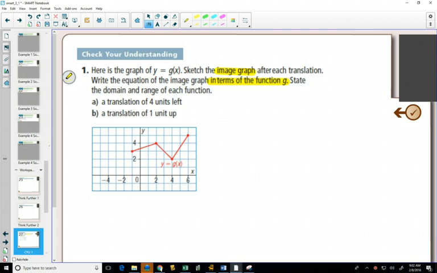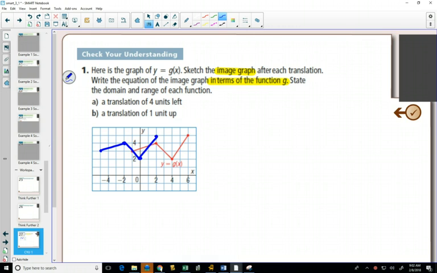So in the first one, a translation of 4 units to the left. We're going to take each of these points, 1, 2, 3, 4. 1, 2, 3, 4. 1, 2, 3, 4. 1, 2, 3, 4. Move them all 4 to the left. You can connect the dots just like you did in elementary school. So much fun. And we get our new graph. That would be our image graph.